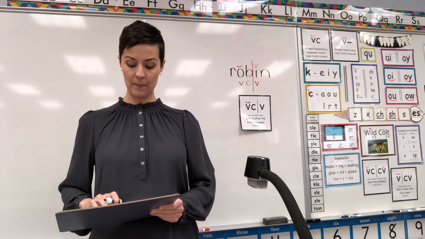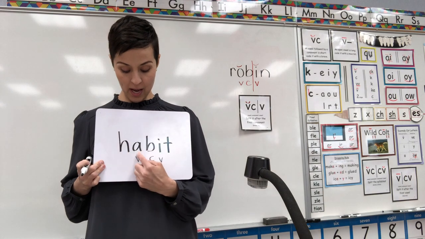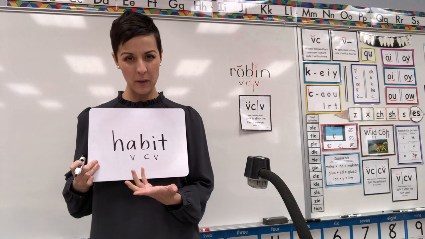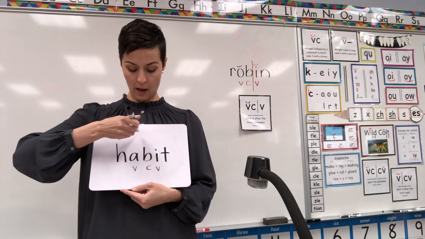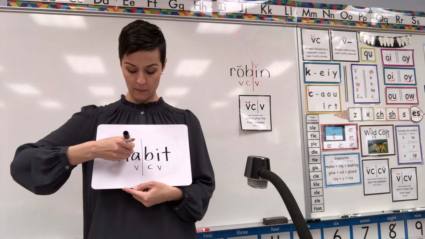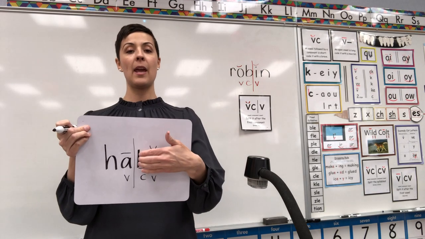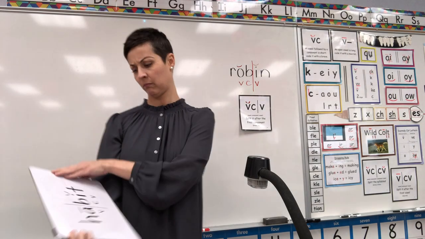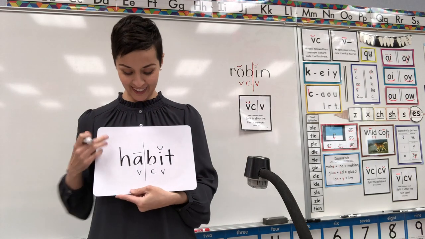Let's see how you did. Habit should be spelled H-A-B-I-T. I started to find my vowel pattern, but I didn't finish. A is a vowel, I is a vowel, consonant. Split it after the first vowel. Make a circle around the open vowel, breathe above the I. And now it says, habit. Wait. Habit. Wait a minute, that's not right.